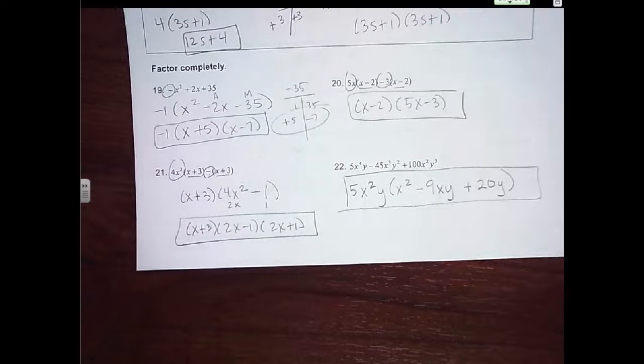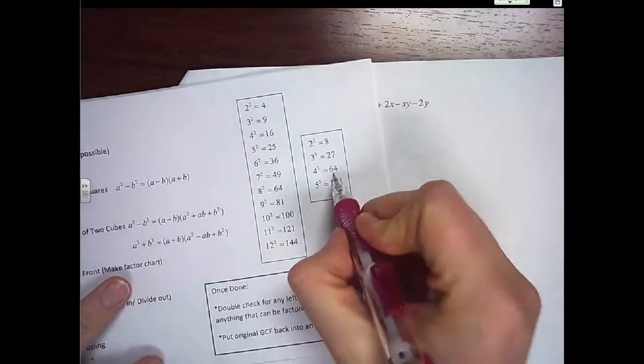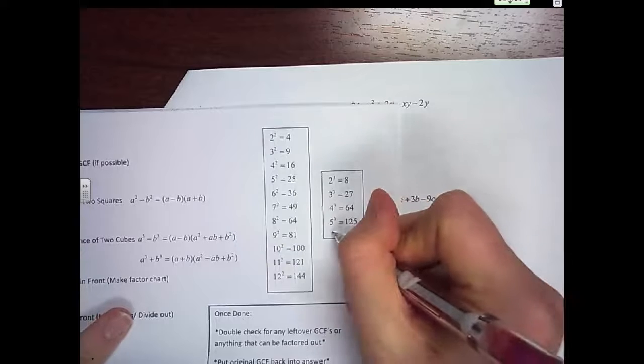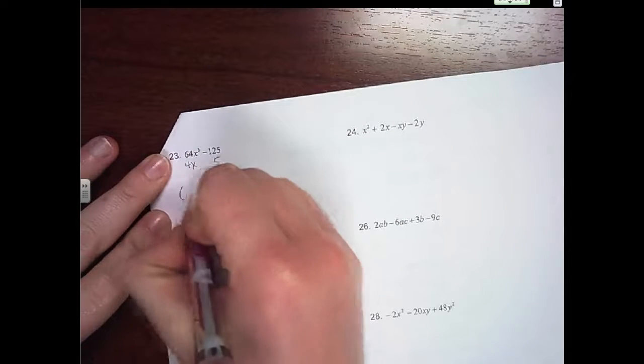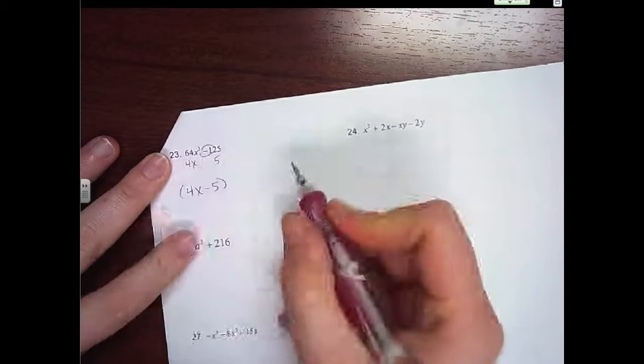Okay, 23. Our first cubes. Okay, no GCF here. So on my cube list, right here, look, I've got 64 is 4 cubed, and 125 is 5 cubed. Okay, so I take 4x and 5. I put it into my binomial. If this is minus, this is minus.